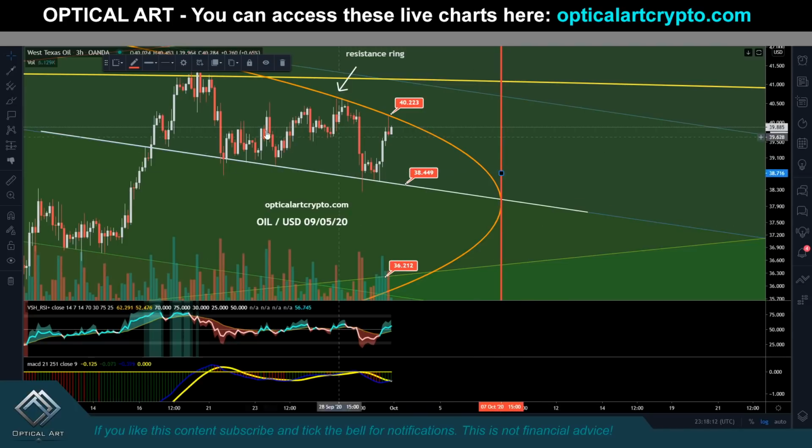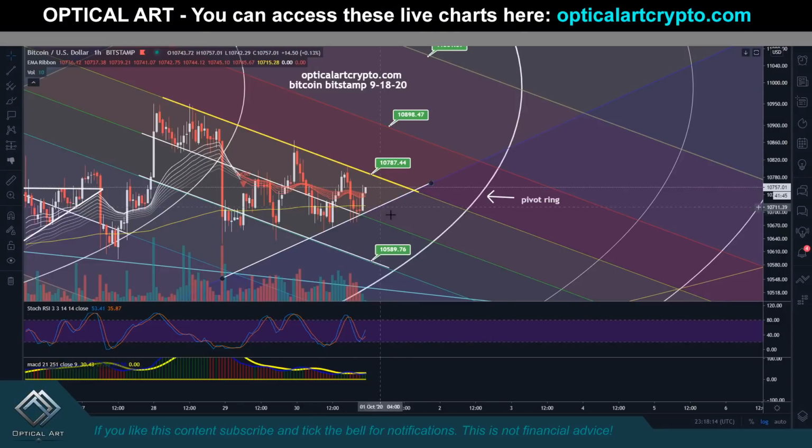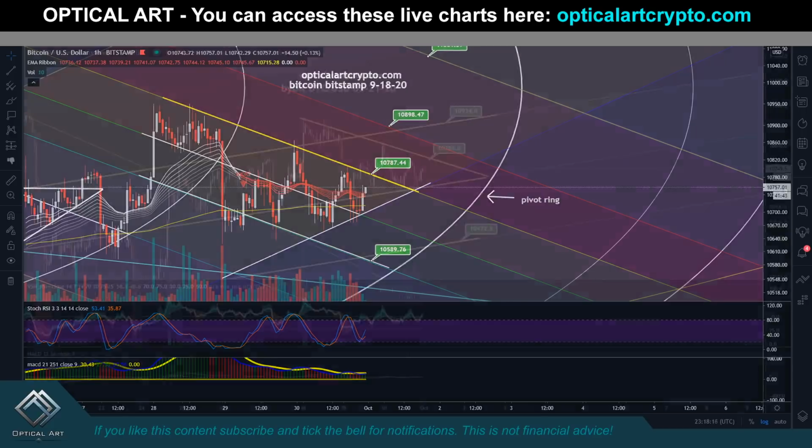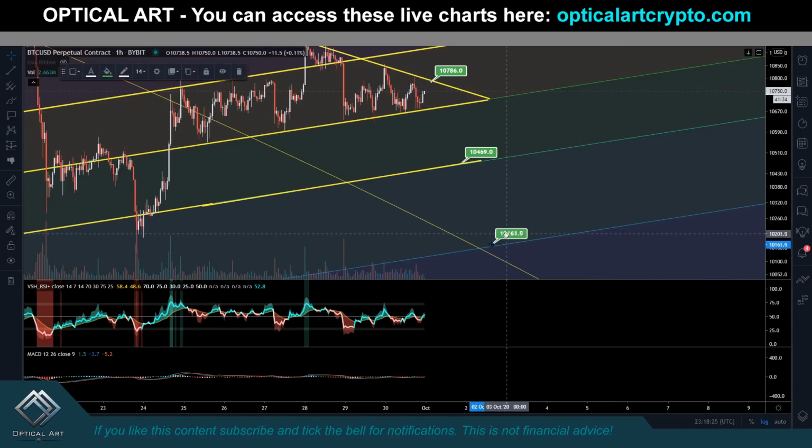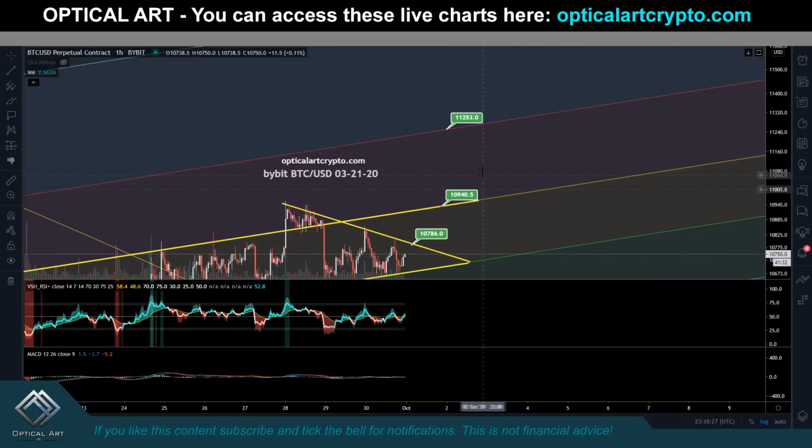So again, pay attention to this pattern we're in. We're in a smaller pattern here. We're in this larger pattern here. We're breaking either to the upside to potentially 10,940 or dropping to 10,496. Again, your lower target 10,154. And if we get above 10,940, 11,253.